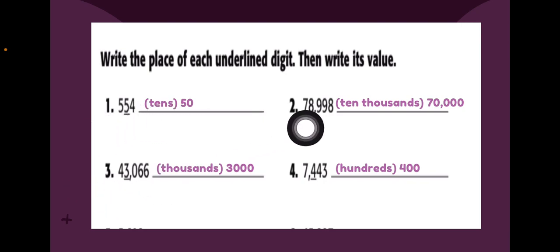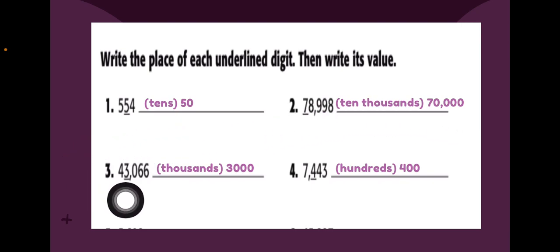Here, the next one, question number 2. The 7. Can you see the underline in the 7? So the 7, which house? In 10,000. Can you write the value of it? It will be 70,000 with 4 zeros. 70,000.